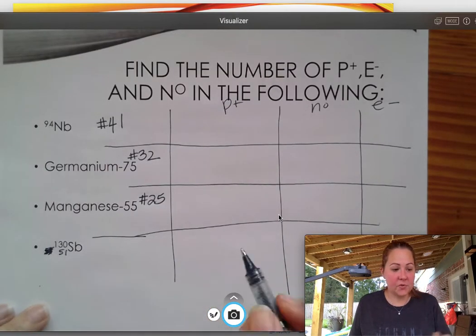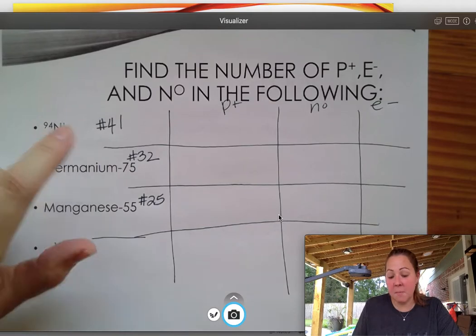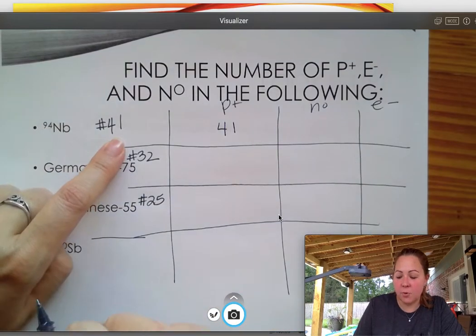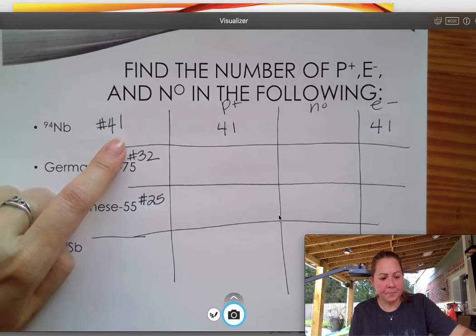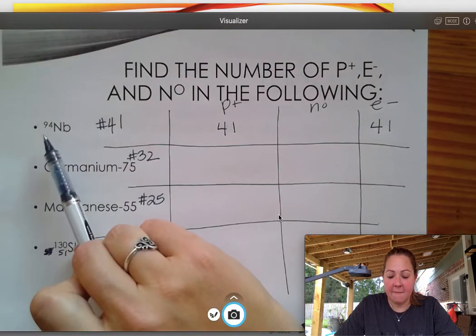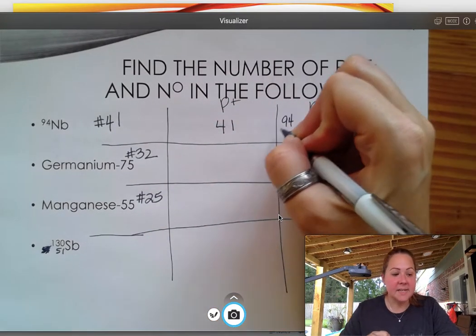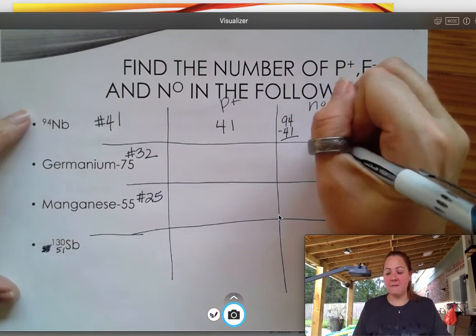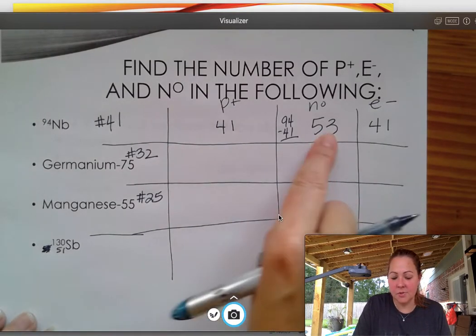So what we're going to do is first find the number of protons in niobium 94. Niobium 94 is number 41 on the periodic table, so it has 41 protons. If we have 41 protons, we also have 41 electrons. Now for this one, I have a mass number of 94. I have 41 protons, so I'm going to get the difference, 94 minus 41, to get the number of neutrons. When I subtract those two values from one another, you end up with 53 neutrons. Mass number is neutrons plus protons, so that's where the 94 came from.